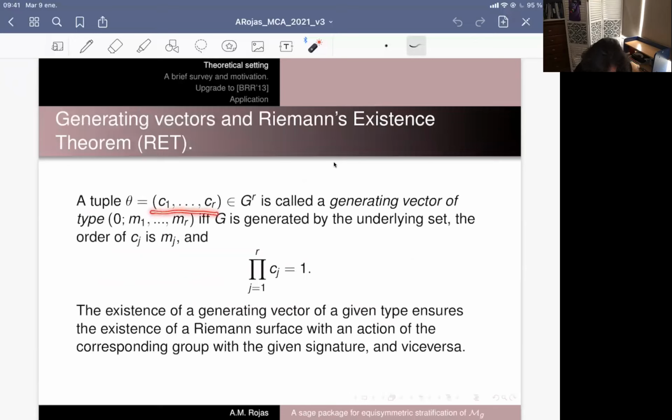So a generating vector is a tuple. We are dealing with gamma equals 0, which is why I put the definition appropriate to that setting. It's a tuple of elements of G, such that they generate G, the order of each cj is mj, and their product is 1. And the Riemann existence theorem says that there is an action of G with that signature if and only if there is such a generating vector.